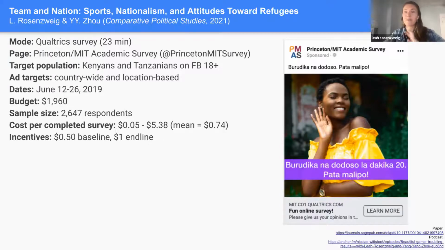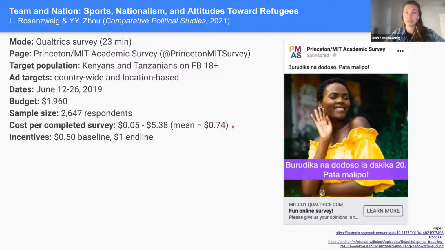So we abandoned this location-based strategy after a little while and focused on the countrywide strategy because we had a sort of natural experiment, or a difference in differences design, but also survey prime. So we were more focused on internal validity rather than getting a more representative or diverse sample. So we spent about $2,000. We got just over 2,600 respondents.